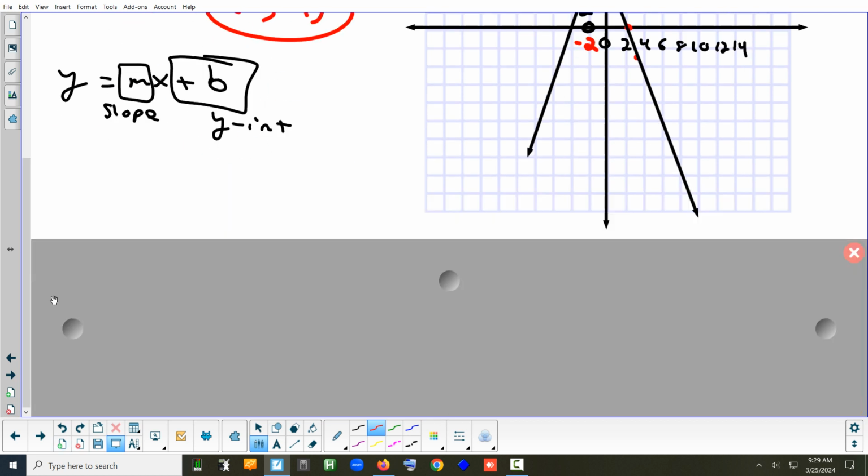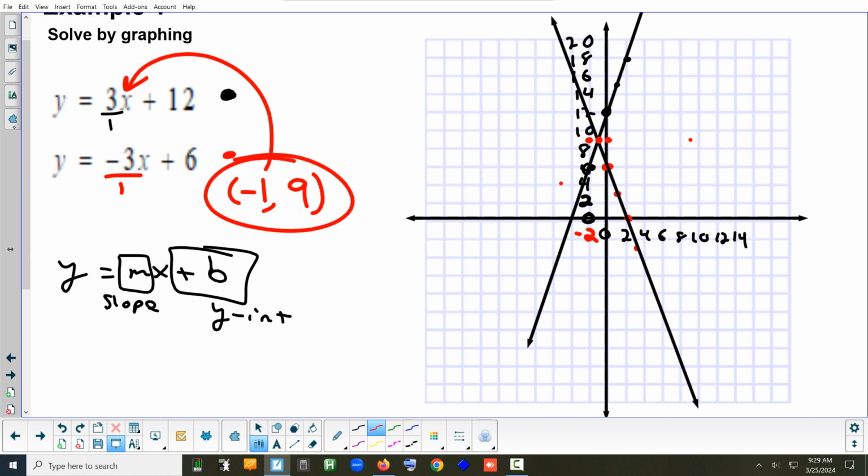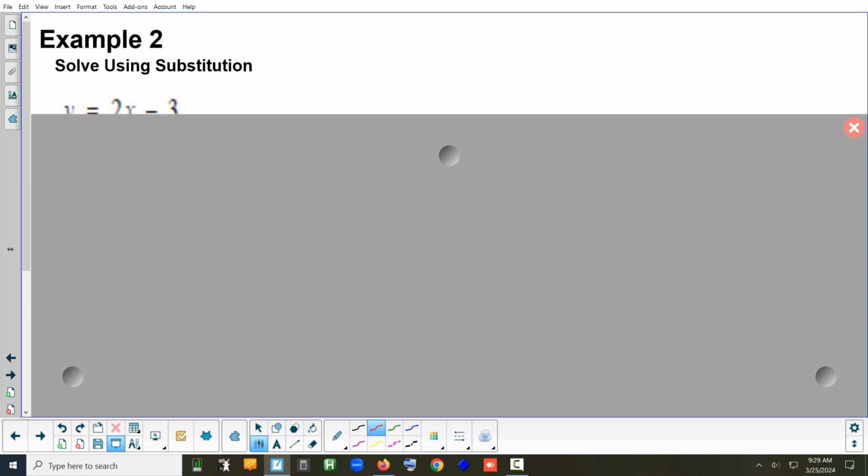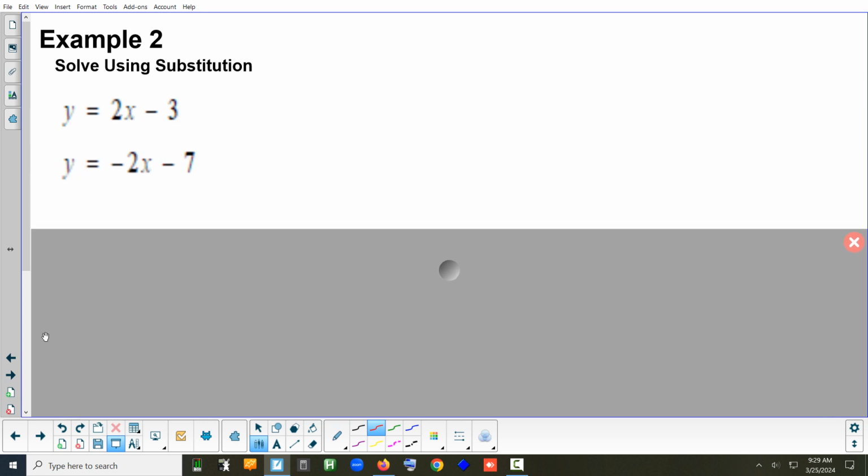All right, let's try this one. Solve using substitution. So your first one is y equals 2x minus 3. And the second one is y equals negative 2x minus 7. So this one's just like the one we did in the warm-up. See if you can take a minute, try to solve that, and then we'll take a look.